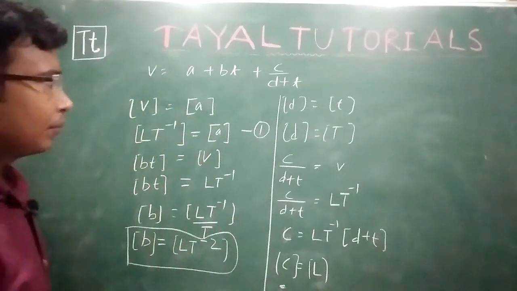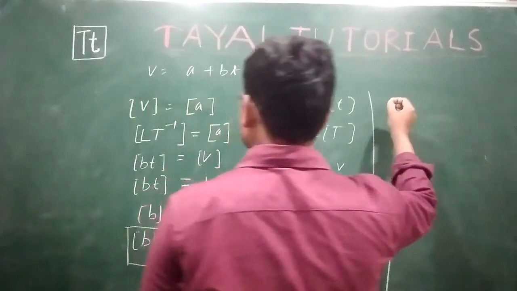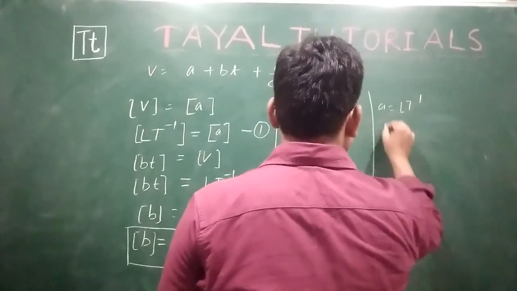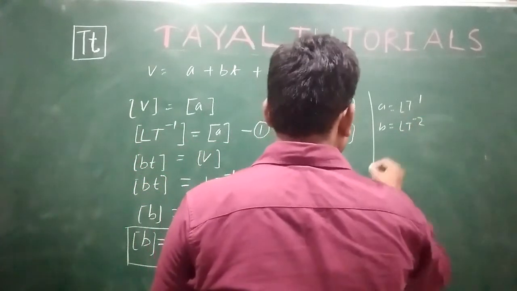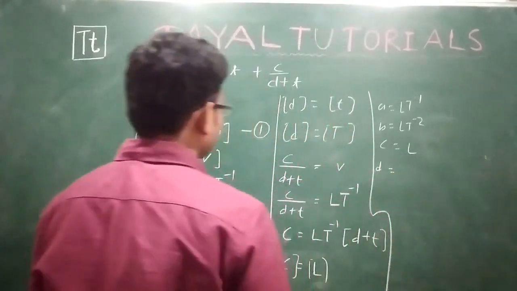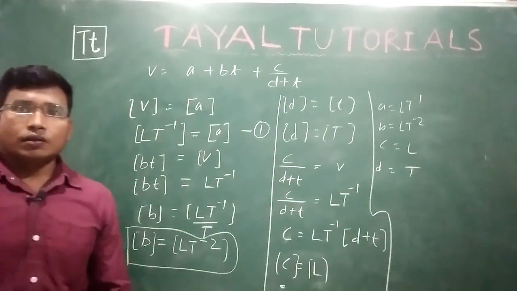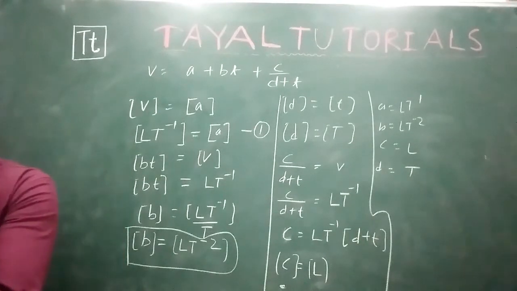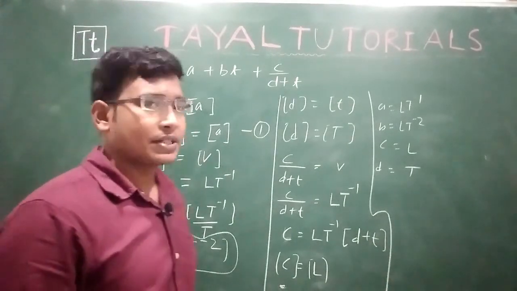Okay, so I'm writing finally: the dimension of A is LT minus 1, the dimension of B is LT minus 2, the dimension of C is L, and the dimension of D is T. This is our solution. We have simply applied the principle of homogeneity. Okay, so let's stop here. We will see the next application in the next class.